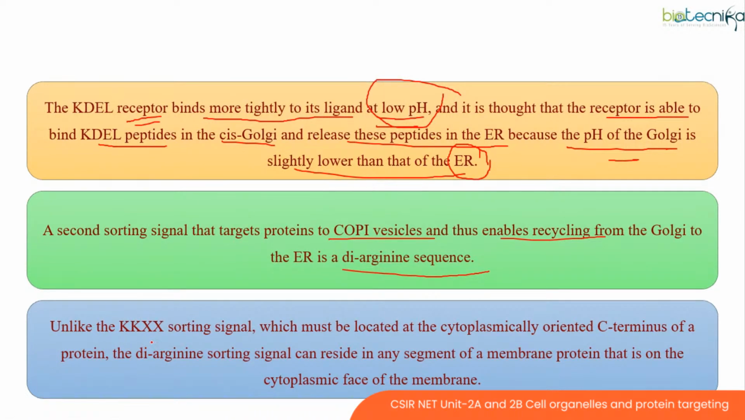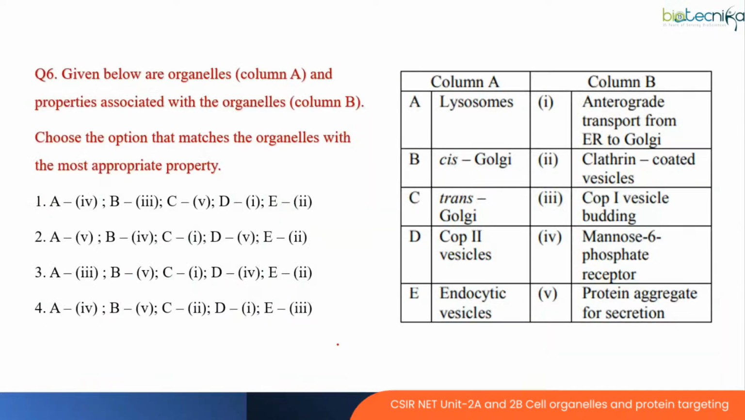And KKXX is what you call a membrane-bound signal, meaning it is for membrane proteins. It must be located somewhere in the C-terminus of a protein. The diarginine sorting signal can reside in any part of the membrane protein that is present on the cytoplasmic side. So when you consider the ER, it is not necessary that the sorting signal should be present in the N-terminus. It can be present either in the N-terminus or in the C-terminus as well.